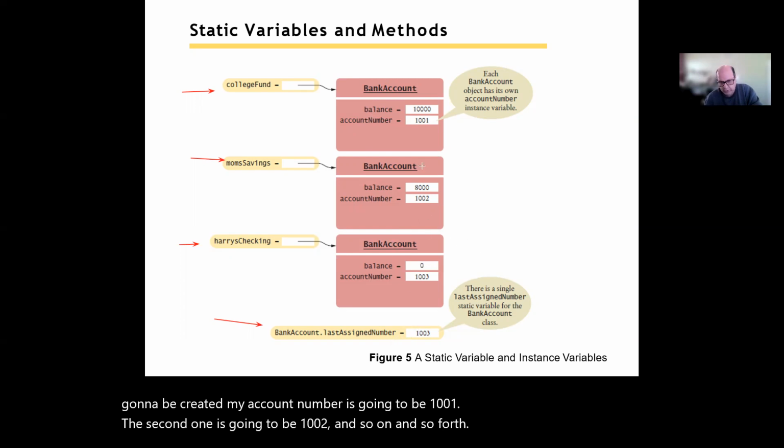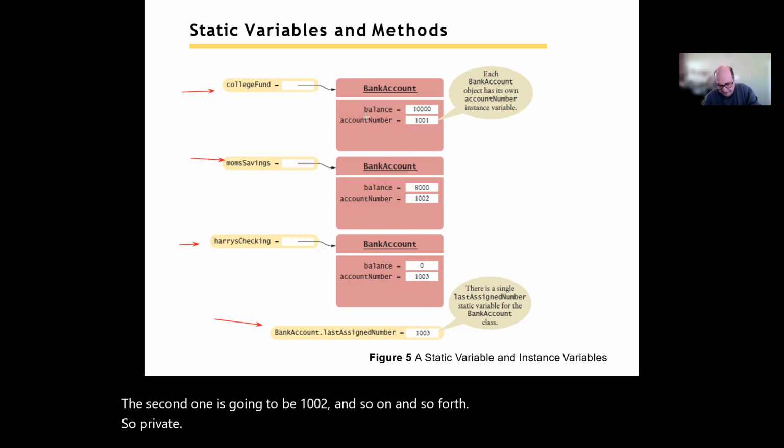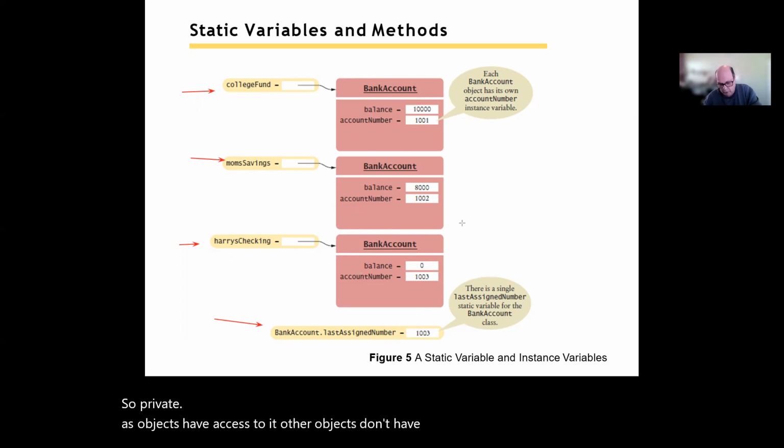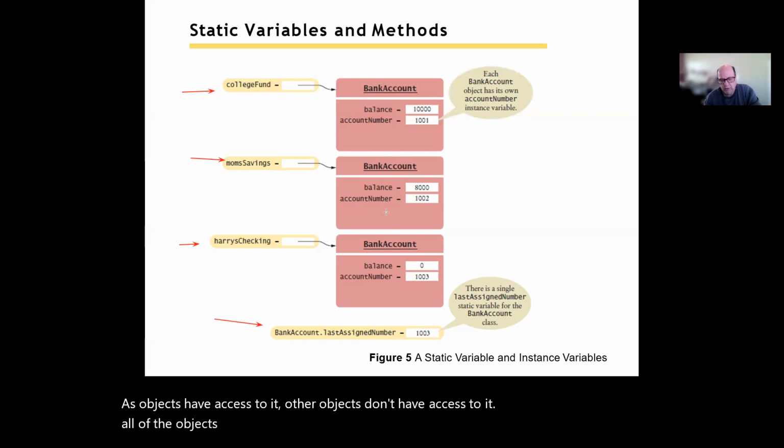So private means the objects have access to it. Other objects don't have access to it. All of the objects internally, whatever object was created from that class, can modify that variable. That's the danger of these things.